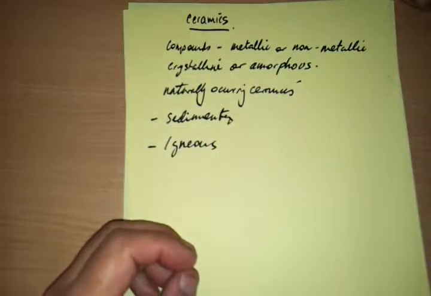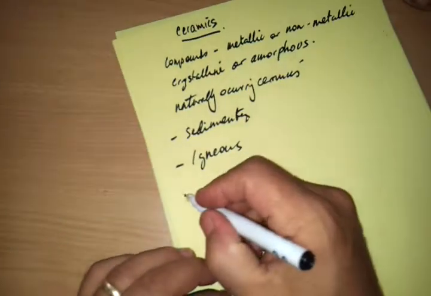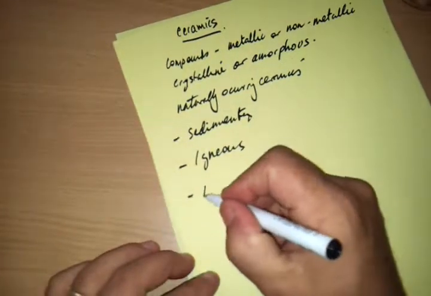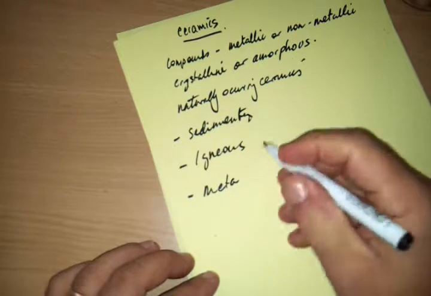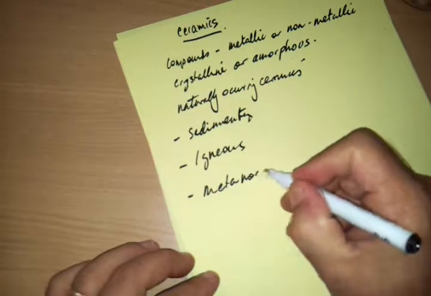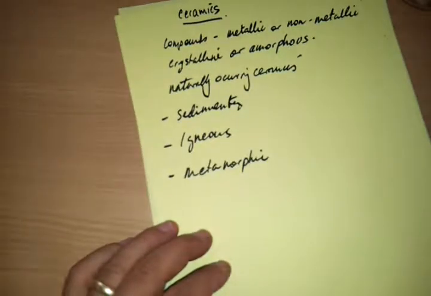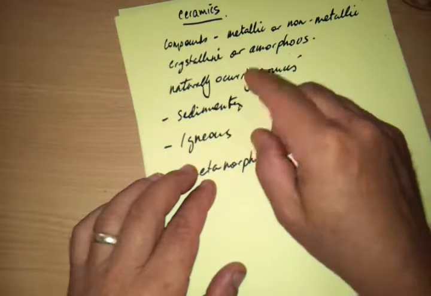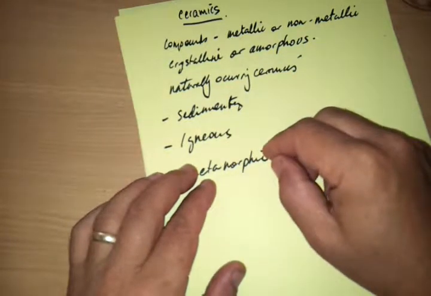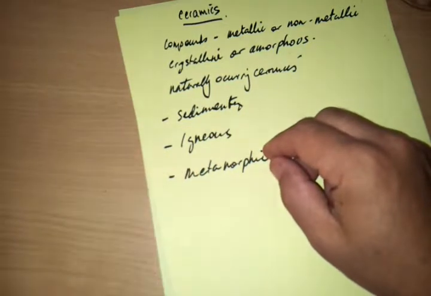And lastly, we have metamorphic rocks. So rocks which are changed. Metamorphos: meta meaning across, and morphos meaning to change in Greek. Metamorphic rocks are rocks that have changed their state. So they've been igneous or sedimentary, and through heat and pressure they have become different types of rocks.